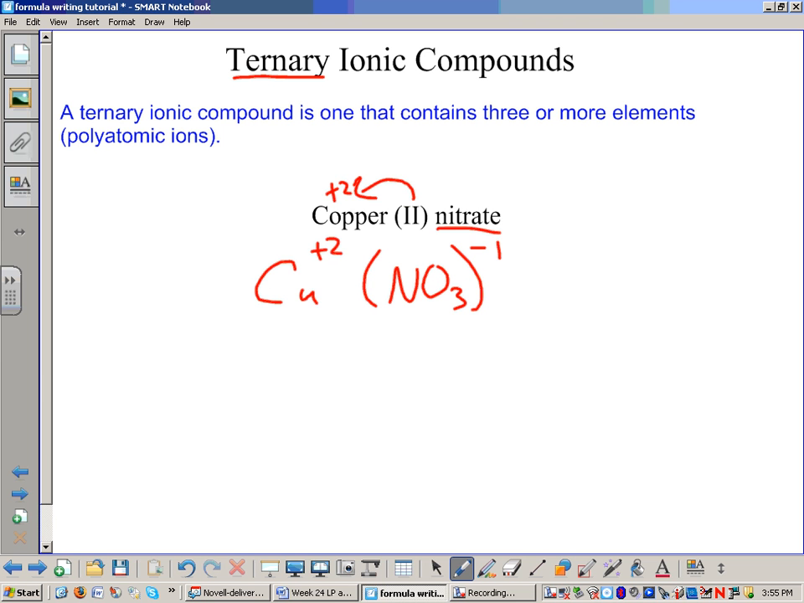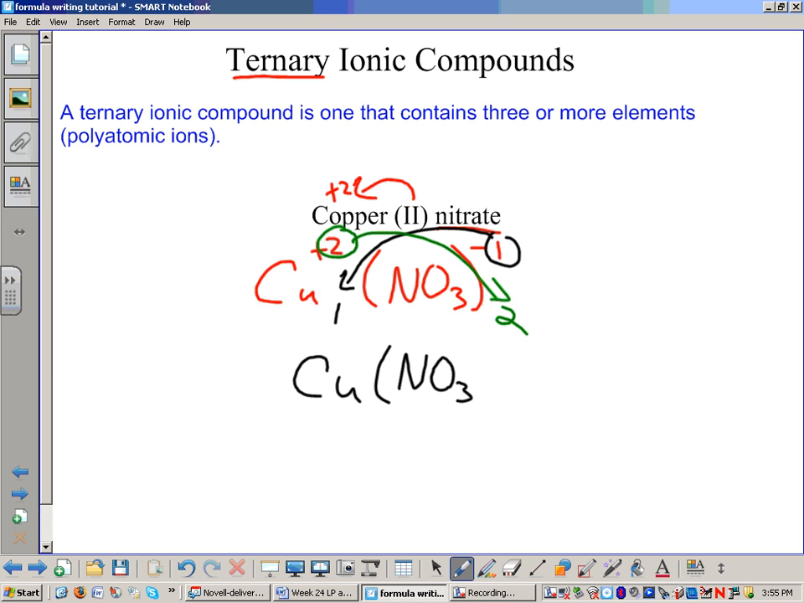Cross and drop now, guys. I'll bring this down. 1 comes over here. The 2 crosses, drops over here. Let's rewrite that and clean it up a little bit. Cu, notice that I'm not writing the 1 because the 1's understood. Cu, NO3 in parentheses 2.